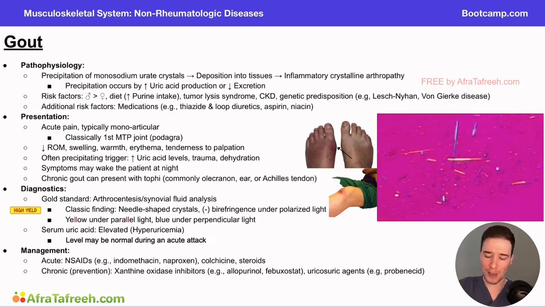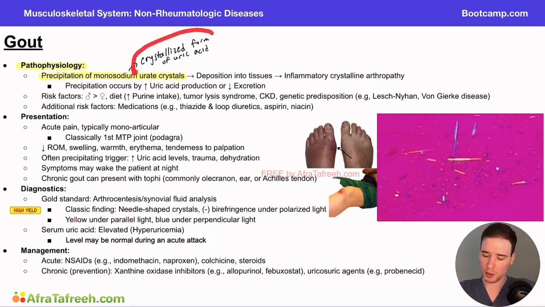So again, thinking about the pathophysiology here, this is due to precipitation of monosodium urate crystals. And these monosodium urate crystals are just a crystallized form of the molecule uric acid. And what happens is these crystals can deposit in the joints or in the tissues themselves, which can lead to inflammation. We call this an inflammatory crystalline arthropathy. Crystals get in, they cause damage to the joints, arthropathy, and there's inflammation involved. So right off the bat, we're contrasting this with osteoarthritis, which is a non-inflammatory destruction of the joint itself.